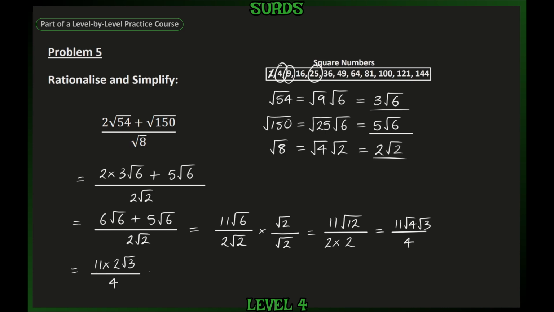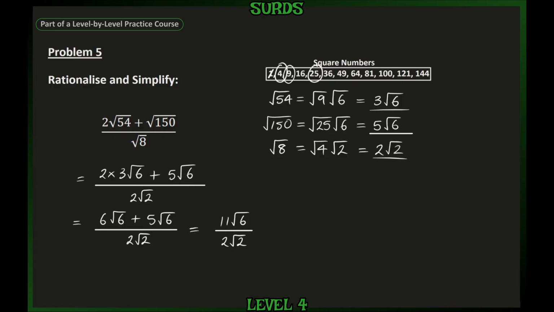Now 11 times 2 is 22. So we have 22 root 3 over 4. And to finish off, 22 and 4 can both be divided by 2. So if we divide the top and bottom of that fraction by 2, we have 11 root 3 over 2. And this is our final answer to problem 5.